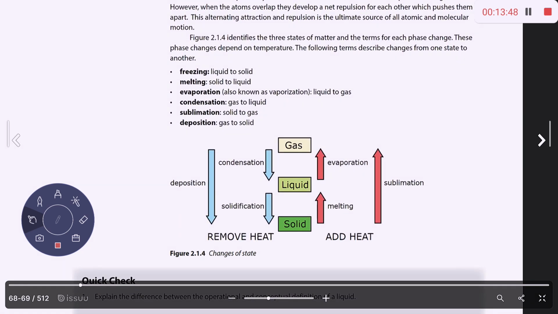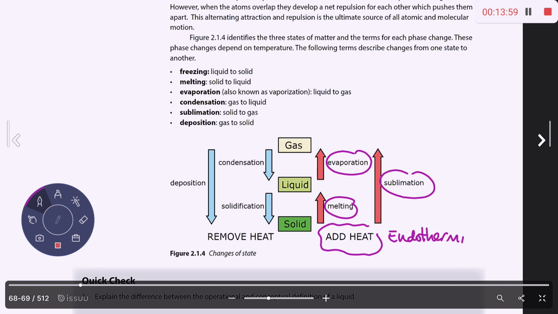So on the right-hand side, it says add heat. That means that these 3 processes are absorbing heat energy. So this would be the endothermic side. So you have to absorb energy to convert a solid to a liquid and a liquid to a gas. On the left-hand side, this is where we remove heat. This would be where they release heat to convert from a gas to a liquid and a liquid to a solid. So these would be exothermic processes. Okay? Is that the end?